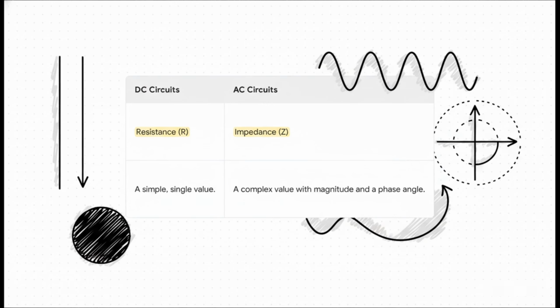First up, let's do a quick comparison. You know, in the straightforward world of DC circuits, we have resistance. Nice and simple. But in AC circuits, the opposition to current is a whole different beast. We call it impedance, and we label it Z. And here's the key. It's a complex value. That just means it has both a size, a magnitude, and a timing component, which we call a phase angle. And believe me, in AC, that timing is everything.